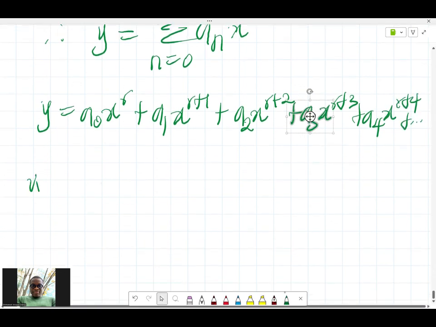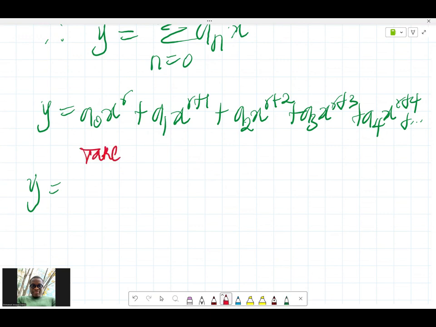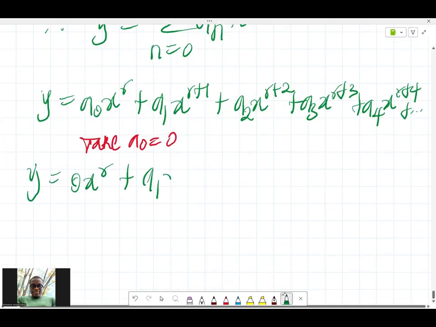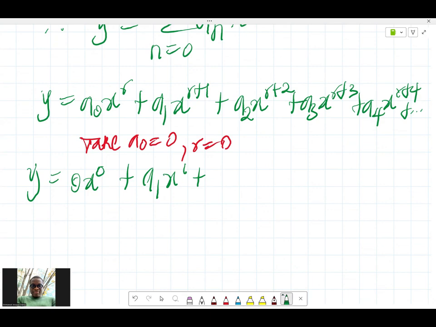So we can just fix up the value. So y here is equal to a naught. Let's take a naught to be 0. So that means that we have 0 x raised to r plus a1 now, a1 in terms of the rest. Of course, we already know that r is equal to 0 in this case. So r is 0, and this is also 0 here. So that's a1 x raised to power 1 because r is 0, then plus a2 now.